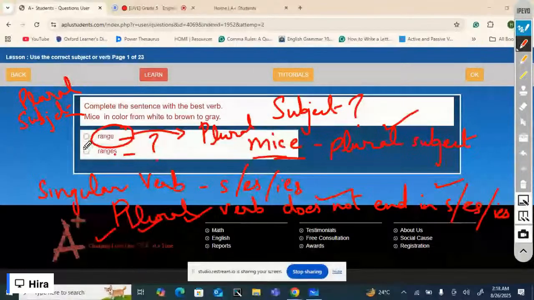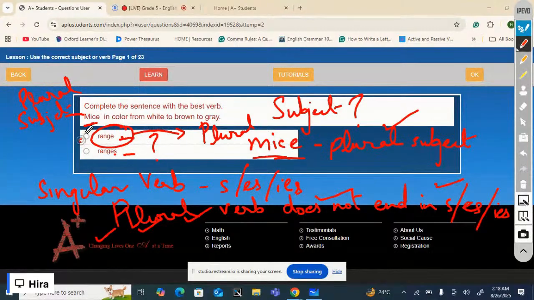All those who are saying option 2, no, mice is a plural subject. If the subject is plural, the verb must also be plural. And the plural verb does not end in S or ES. So the first option is correct. Mice range in color from white to brown to gray. Because mice is a plural subject, use a plural verb which does not end in S or ES.